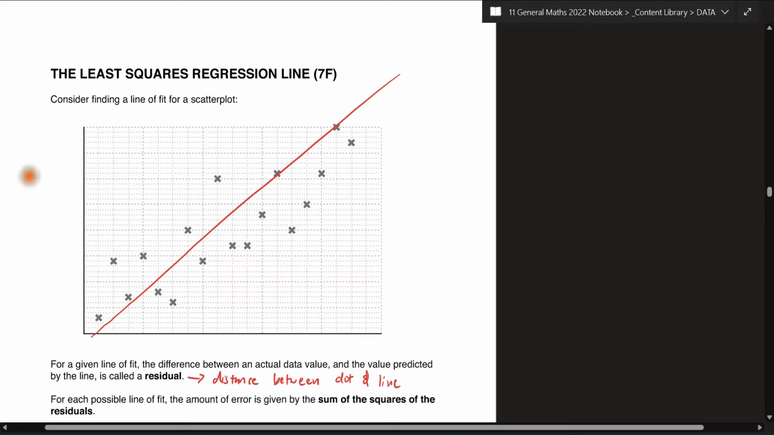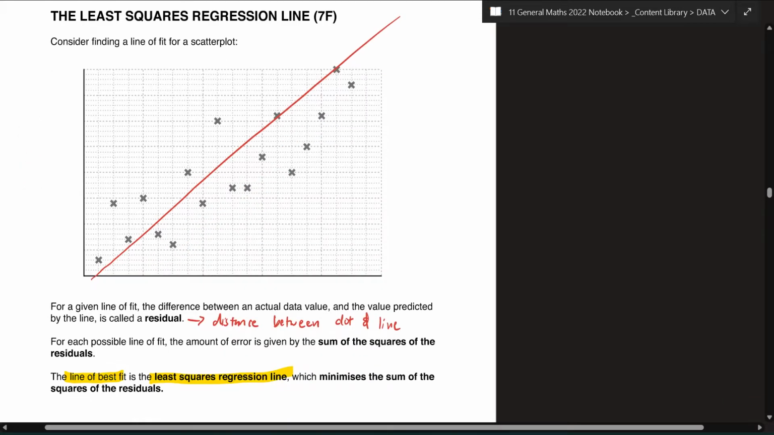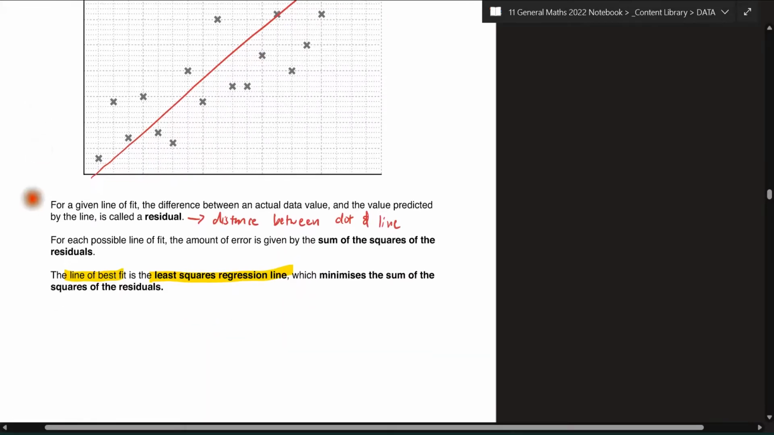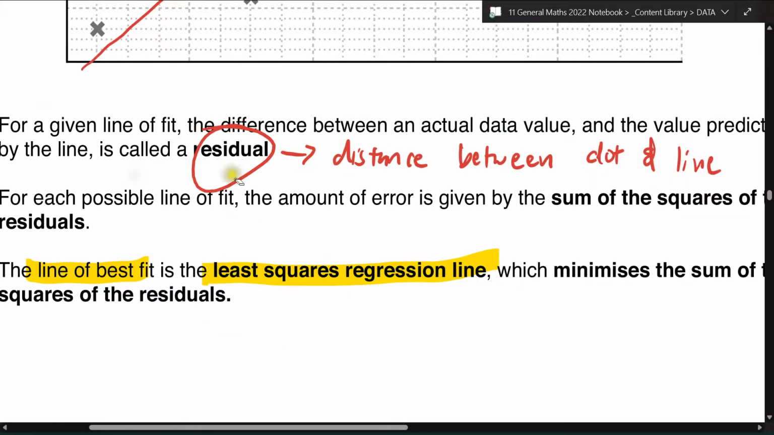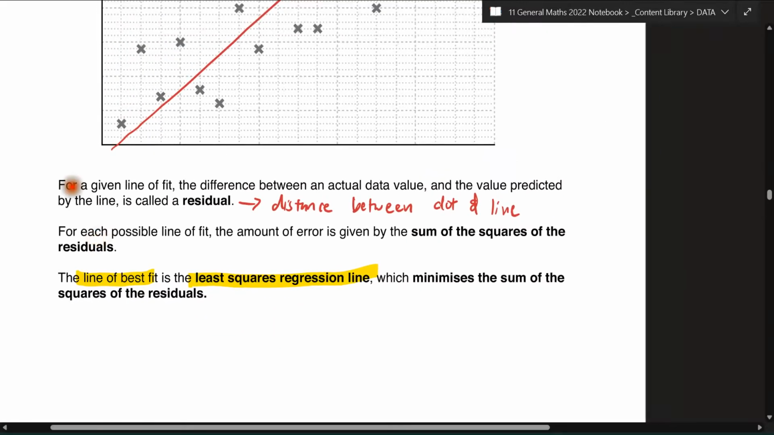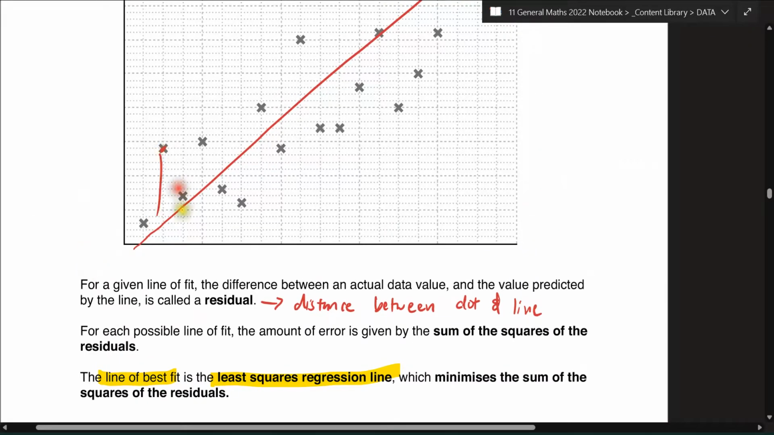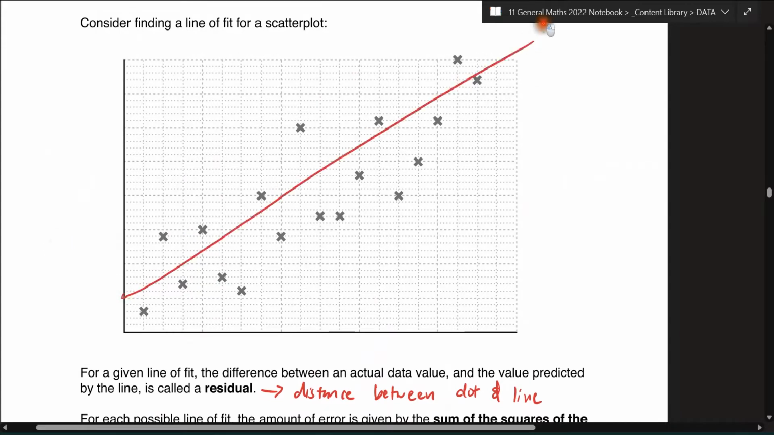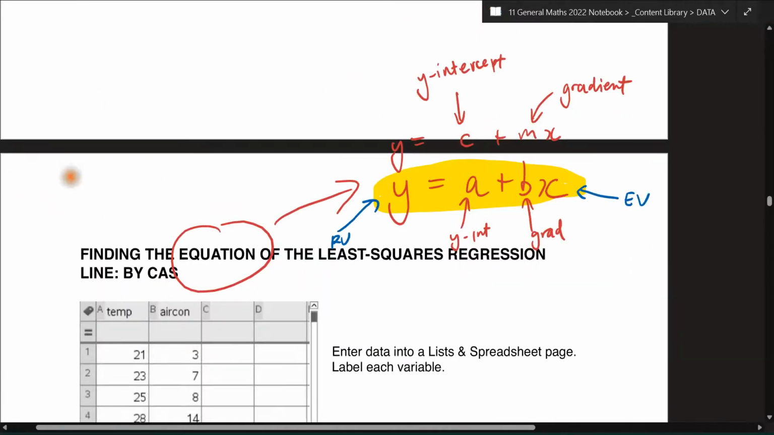But now, instead of just drawing the line by eye, we actually use an equation and an exact way to do it. And we also learnt about this word residual. A residual is basically the space between the dots and the line. And the idea is you want to make sure you fit a line that has the least amount of space between each dot. The formula that the calculator will give you is going to be that line. But we're going to examine how to draw that line.